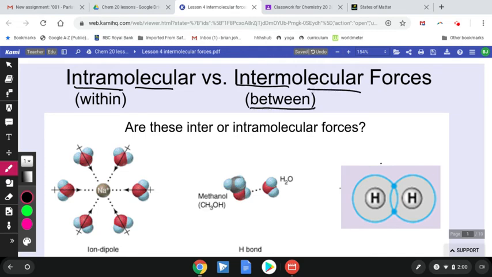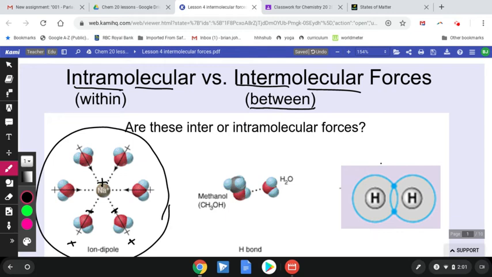So let's take a look at this diagram where we have a positive sodium ion in the middle, and it is attracting 6 water molecules around it because you know that water molecules are polar. Because of the bond dipoles, they all have a negative end and a positive end, and it's the negative side that's attracted to the positive sodium. So do you think that is a force within a molecule or between molecules?